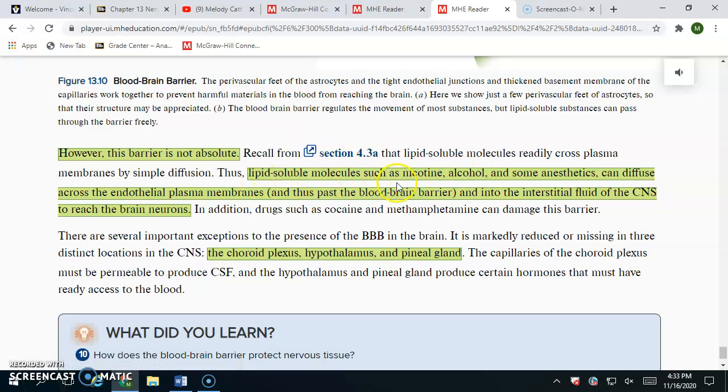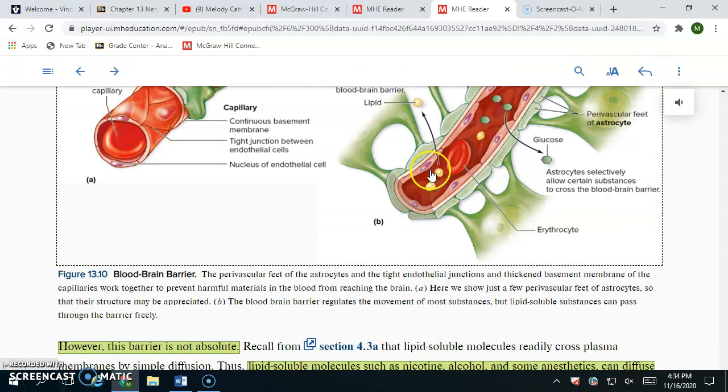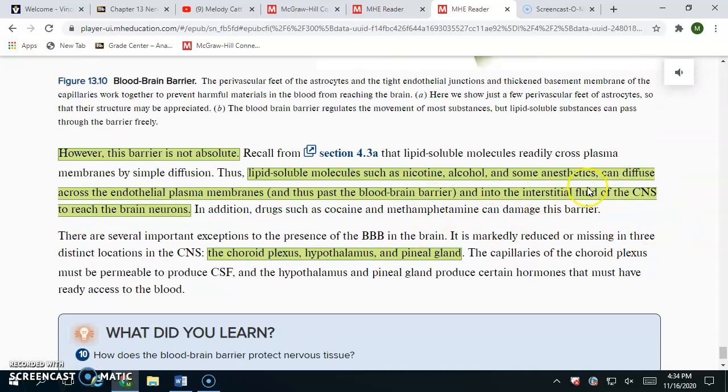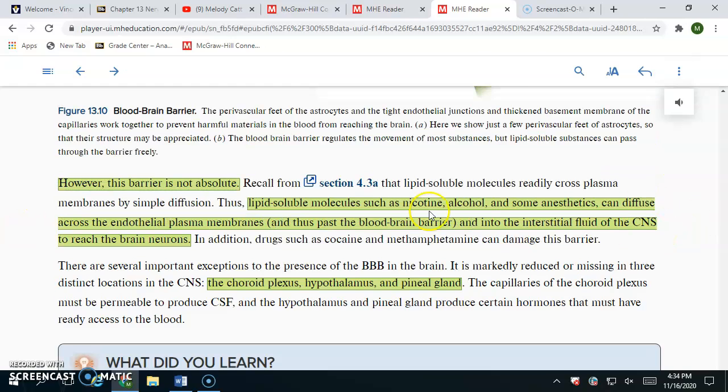There are some things, and they put a list of a couple of them: nicotine, alcohol, some anesthetics. Those are lipid soluble, so they can more easily cross the plasma membrane of these little cells in the wall of the capillary and get into the interstitial fluid, the fluid around the neurons. And so they could cause some effects on the brain, on the neurons. Nicotine, alcohol, definitely we know they do. And then some of the anesthetics.